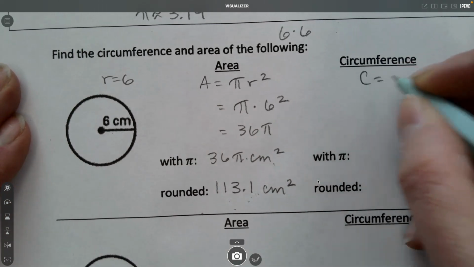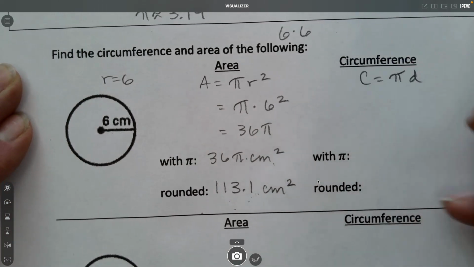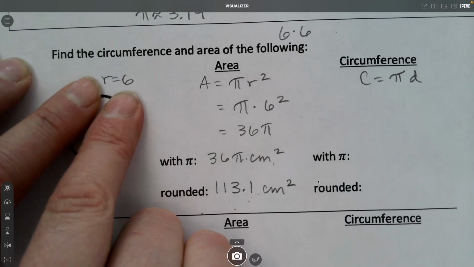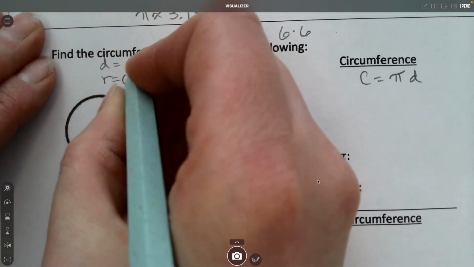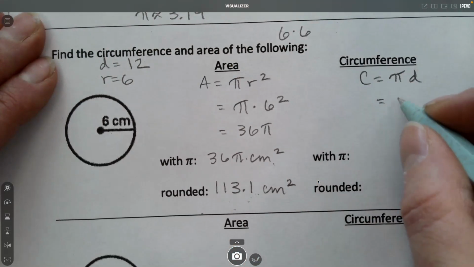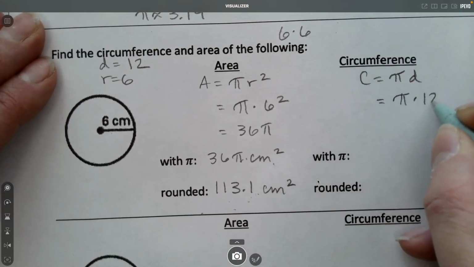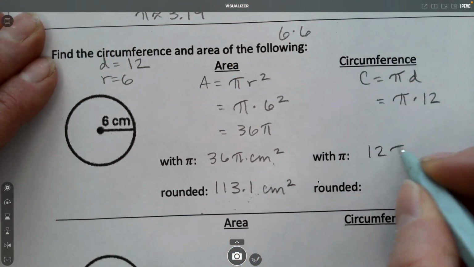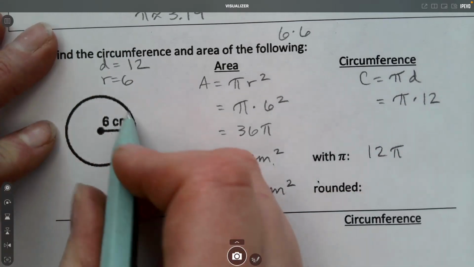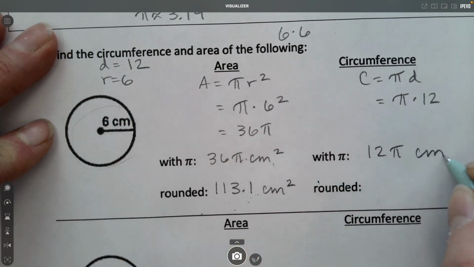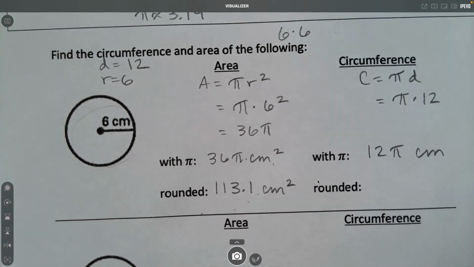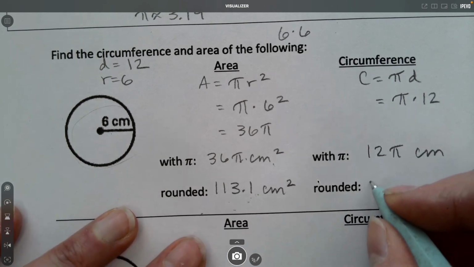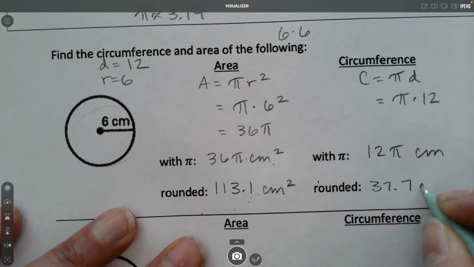So for circumference, we need to take pi and multiply by our diameter. So if my radius is 6 over here, that means my diameter is going to be twice that big. It's going to be 12. So that means pi times 12 or 12 pi. And because I'm just looking at my distance around, it's just centimeters. This one's not going to be squared. And then if I use a calculator and multiply 12 times pi, I would get 37.7 centimeters.